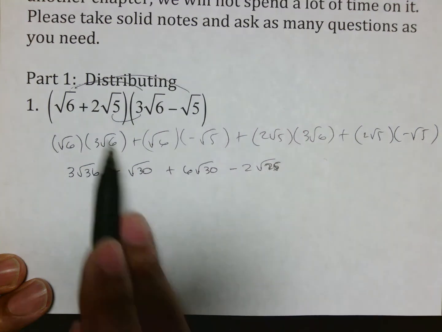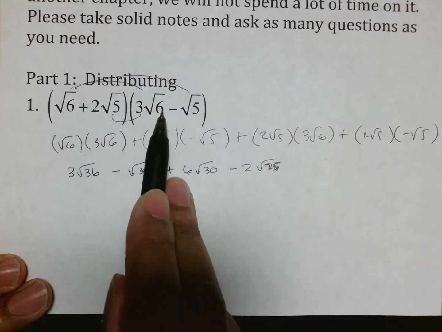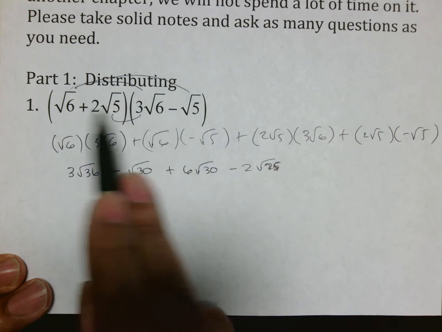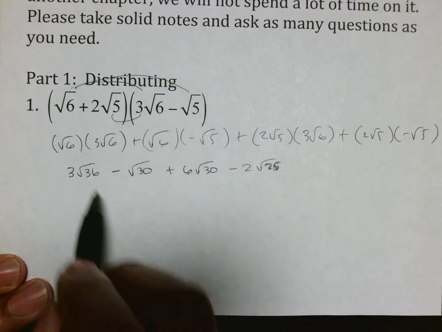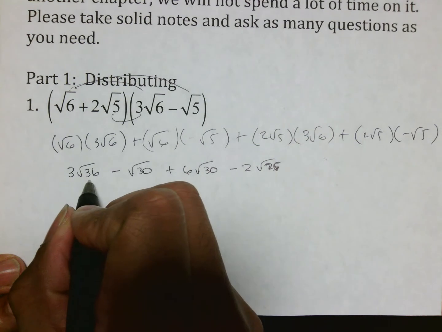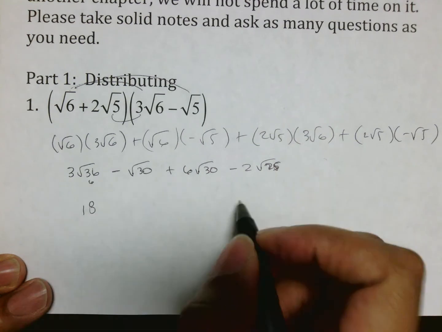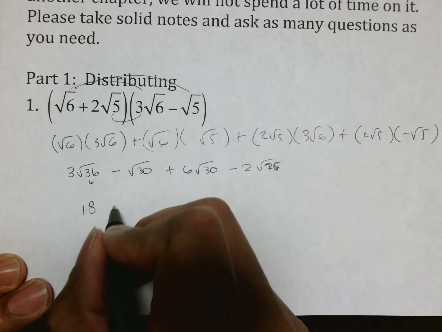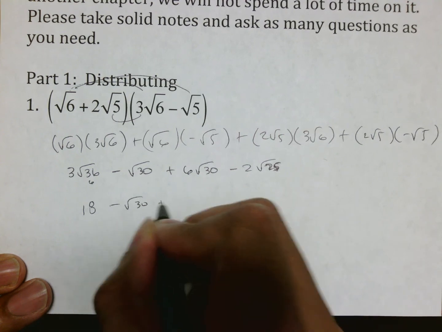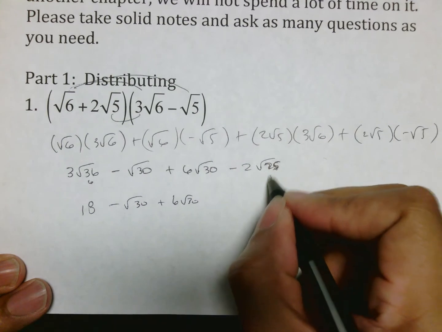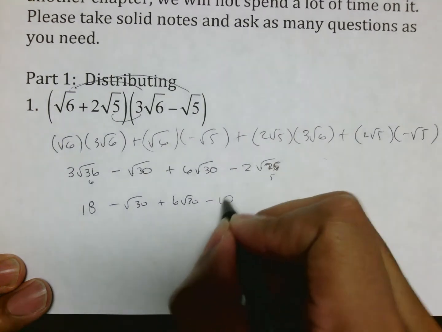Now a hint, anytime you have a root times itself, it means that something special is probably going to happen. So look at the 6 times the 6, which is 36. The square root of 36 is actually 6, which means that this ends up being 18. So 18 minus root 30 plus 6 root 30, and then square root of 25 is actually 5, which means that this actually ends up being 10.